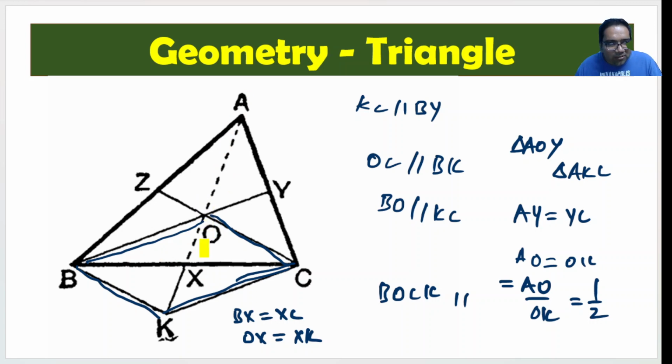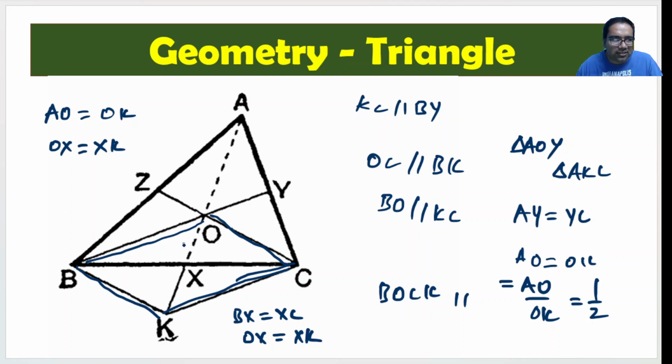Now we have also just realized OX equal to XK, right? And we have already proved that AO is equal to OK. Right, O is the midpoint of AK. So AO is equal to OK. This is one thing. And OX equal to XK. Now if you see OX equal to XK and AO is equal to OK, so what does that mean?